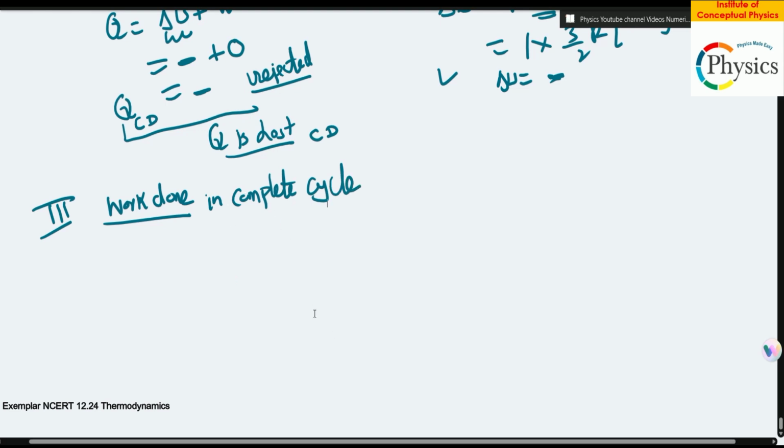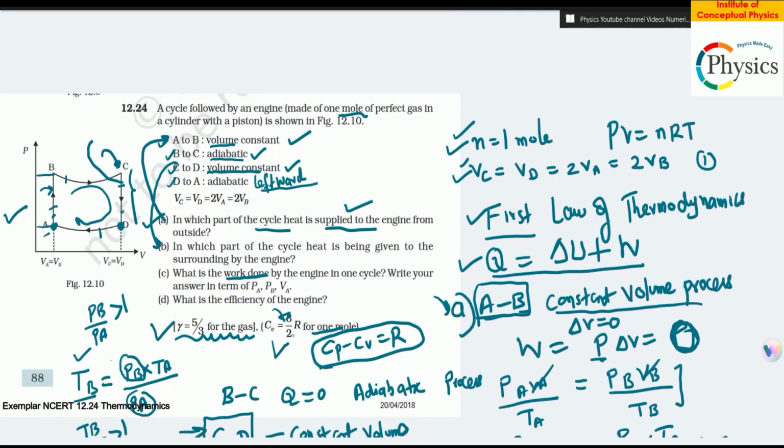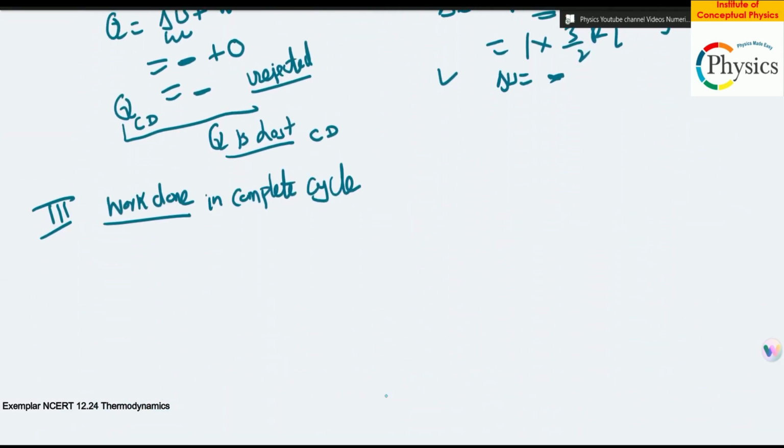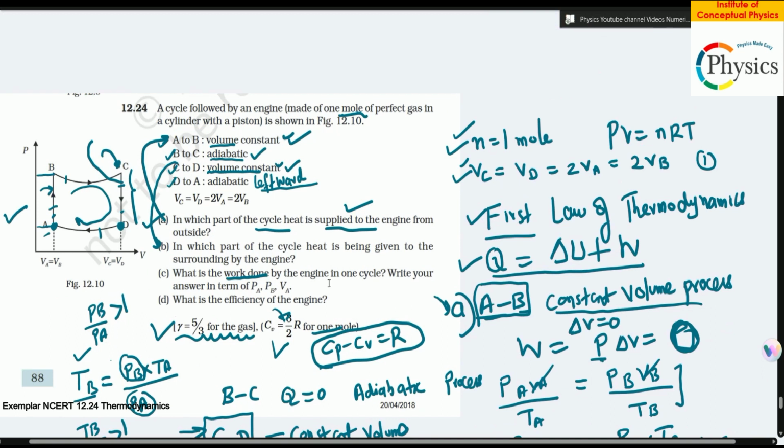If I look into the cycle, there are two parts which I've already identified as constant volume. A to B and C to D are constant volume. No work is done, right? A to B and C to D, work done is 0. Reason is delta V is 0. No change in volume, no work. For work to happen, you must have expansion or compression. Let's talk about the other two processes on the PV graph, which are adiabatic in nature.